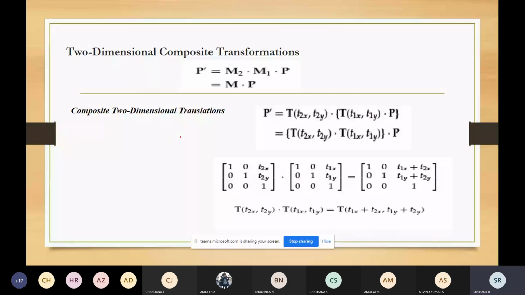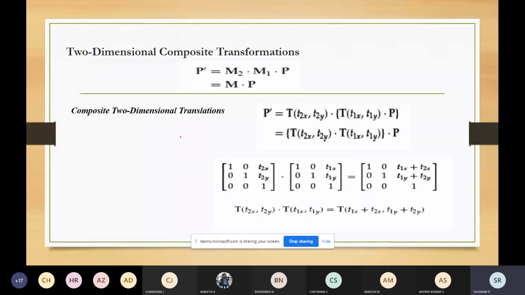Now we'll be talking about the transformation matrix. What is this transformation matrix? The two-dimensional composite transformation matrix. So now, the first thing is we derived the basic equation.